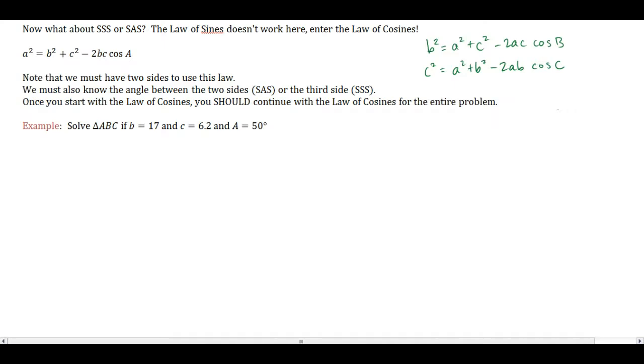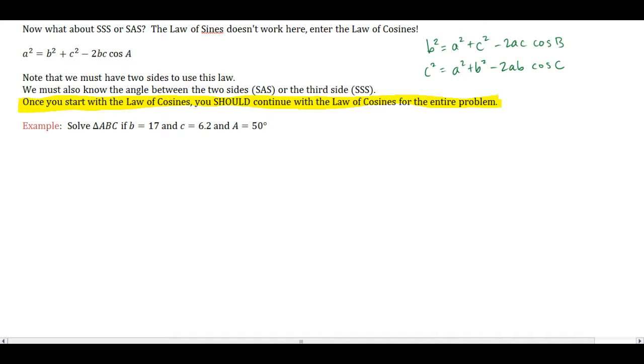Now remember, we've got to have two sides. It's got to be side, angle, side, or side, side, side. And probably the most important thing ever in the history of law of cosines: once you start with the law of cosines, you should finish the entire problem with the law of cosines. You will be tempted to jump to the law of sines, but don't, because of the ambiguous case. Sometimes that can scare you. So stick with the law of cosines throughout that entire process.